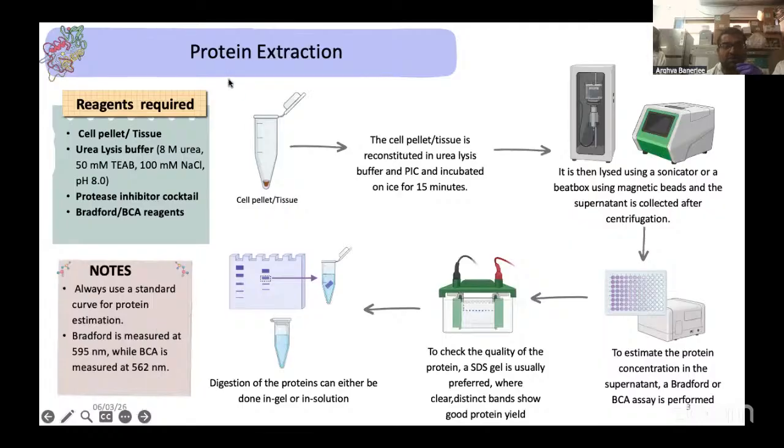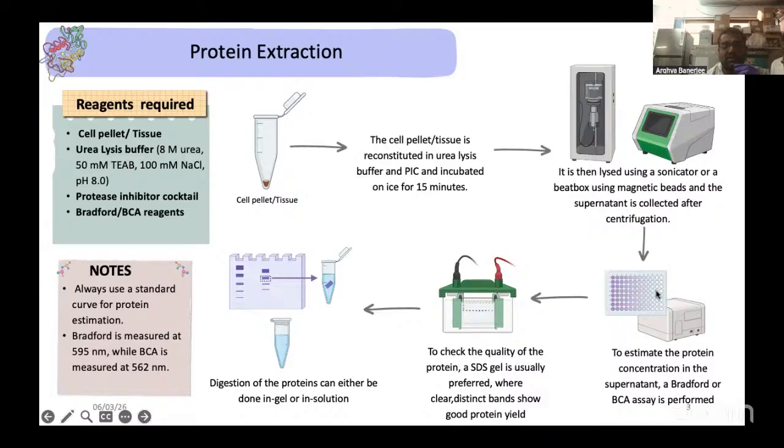Just coming to the steps of protein extraction. In our lab, we generally use 8 molar urea with 50 millimolar TAB and NaCl. The TAB maintains the osmotic pressure, and the NaCl maintains the stability of the buffer. Each time the lysis is done, always use fresh buffer. Once you take your samples, you go for the lysis. You can use mechanical shearing such as sonication or the bead beater, where magnetic shearing happens.